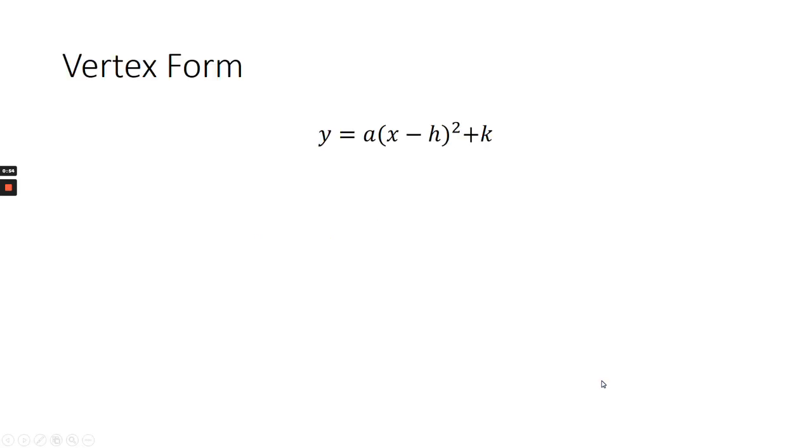Just a quick reminder, guys, this is what we're building up to, and this is what we're going to be working with today. This is our full vertex form. This is y equals a times (x minus h) squared plus k.